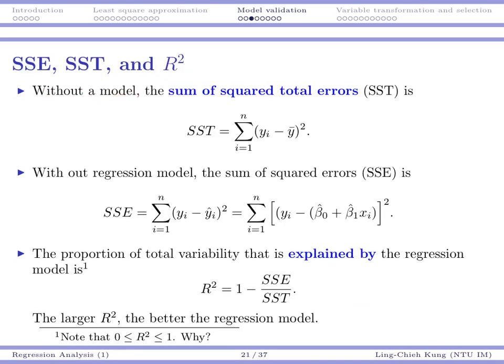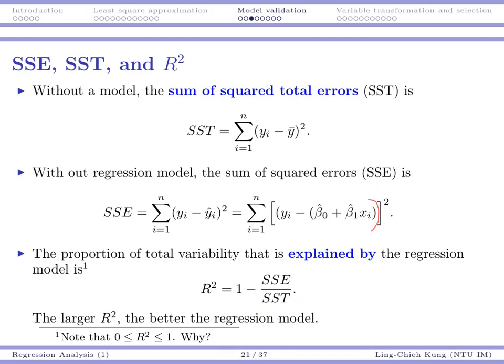So without a model, we define something called the sum of squared total errors, which is this one. For each yi, we estimate it as y bar. So there is a difference, it is squared, and we sum up all of them. That's SST. With our regression model, what we do is SSE, right? For each yi, we estimate it as y hat i according to our formula. So, given that, we can calculate SSE, sum of squared errors. Then we compare these two numbers. SSE cannot be larger than SST, right? Because this is so stupid. SSE is better, so this number is smaller.